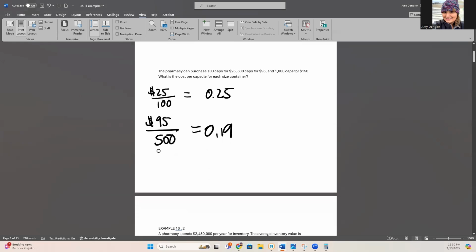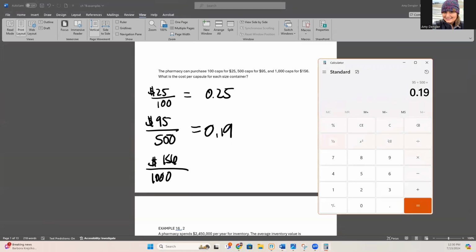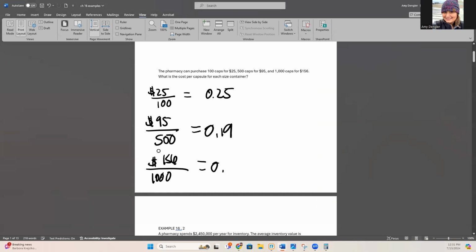And then the 1,000 capsules for $156. And that gives us 0.156, which we could round up to 16 cents per capsule. So that would be the best deal. And we should order one of the 1,000 count bottles.